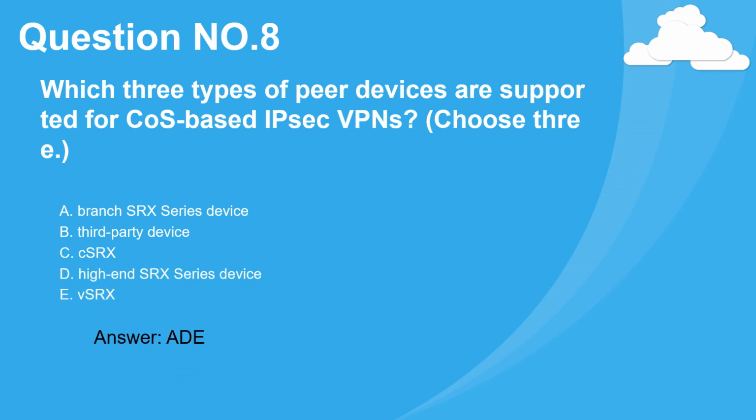Question number 8. Which 3 types of peer devices are supported for CUS-based IPsec VPNs? Choose 3. A. Branch SRX Series device. B. Third-party device. C. cSRX. D. High-end SRX Series device. E. vSRX. Answer A, D, E.